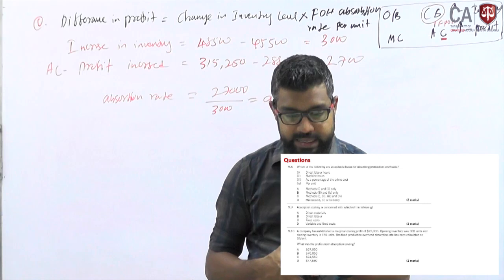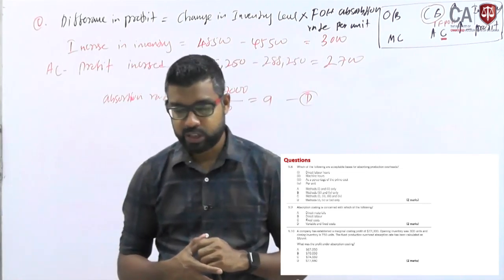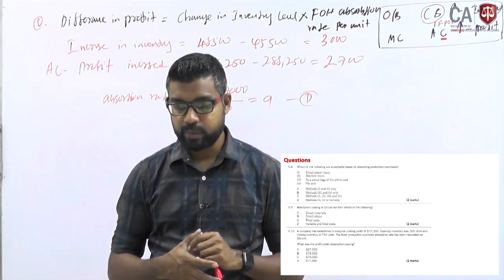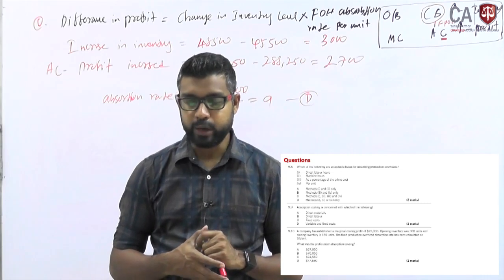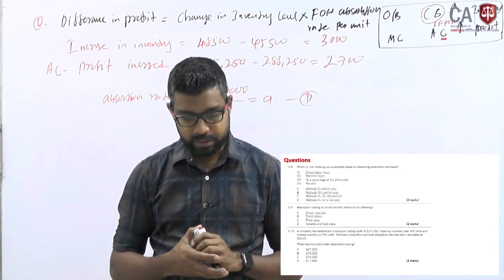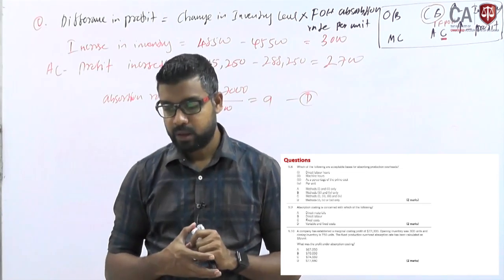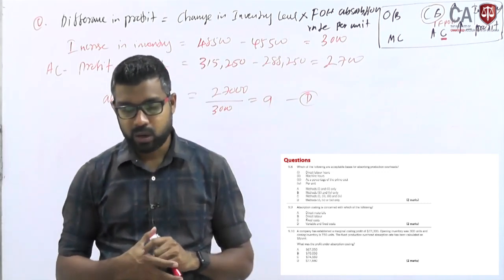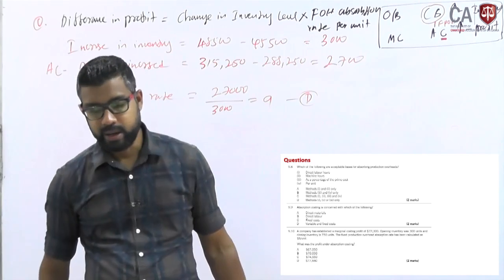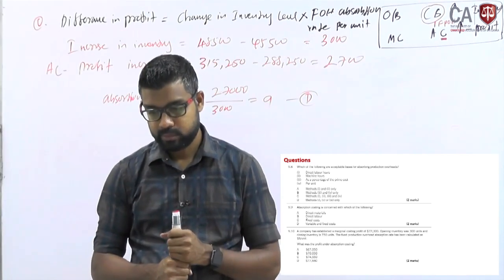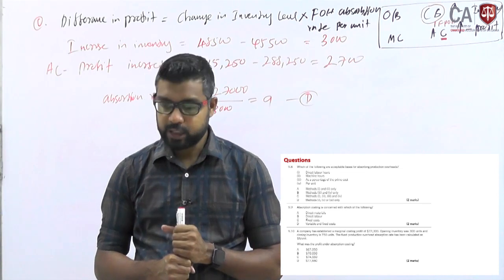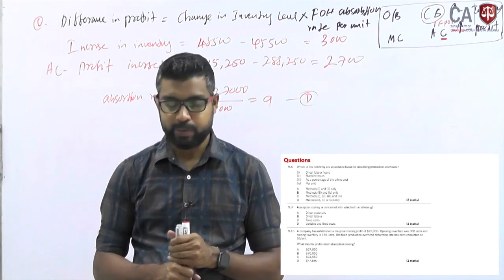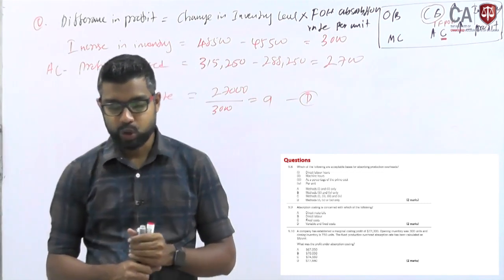Then question number 10. A company has established a marginal costing profit of 72,300. Opening inventory was 300 units and closing inventory 750. The fixed production overhead absorption rate has been calculated at $5 per unit. What is the profit under absorption costing?